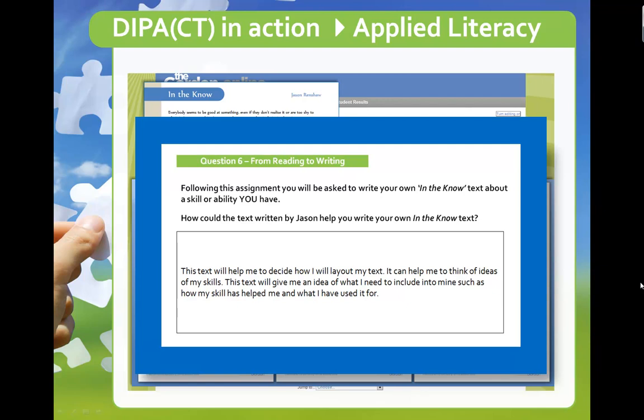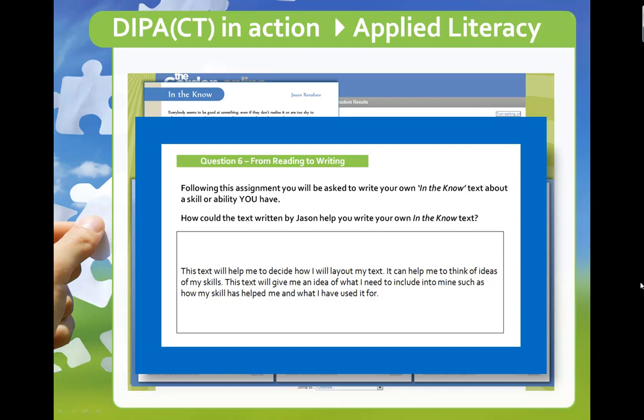And then we say, well, you've read this text. A little bit later, you're going to make your own in-the-know text. So how could what you've read here help you? And what a learner has pointed out here is that this text will help me to decide how I will lay out my text. It can help me to think of ideas of my skills. This text will give me an idea of what I need to include in mine, such as how my skill has helped me and what I've used it for. So we've made this real interface between reading and writing here.